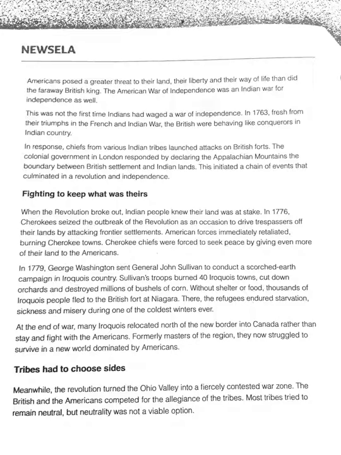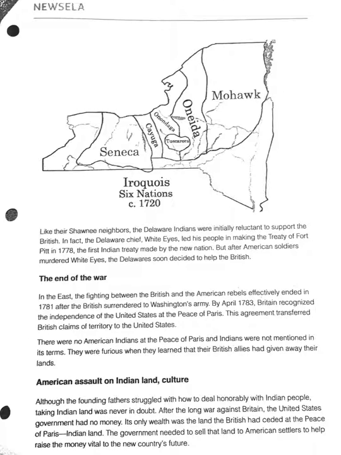Tribes had to choose sides. Meanwhile, the revolution turned the Ohio Valley into a fiercely contested war zone. The British and the Americans competed for the allegiance of the tribes. Most tribes tried to remain neutral, but neutrality was not a viable option. Like their Shawnee neighbors, the Delaware Indians were initially reluctant to support the British. In fact, the Delaware chief, White Eyes, led his people in making the Treaty of Fort Pitt in 1778, the first Indian treaty made by the new nation. But after American soldiers murdered White Eyes, the Delawares soon decided to help the British.